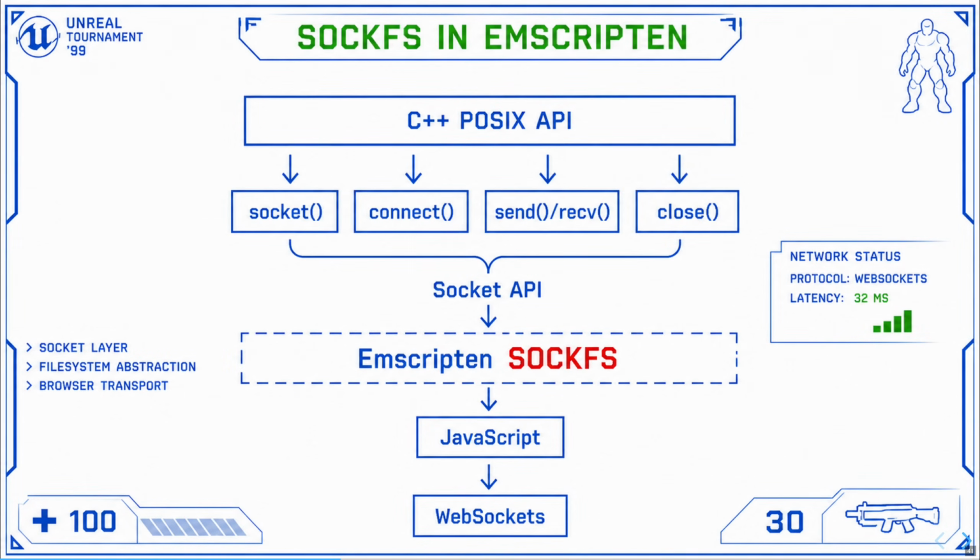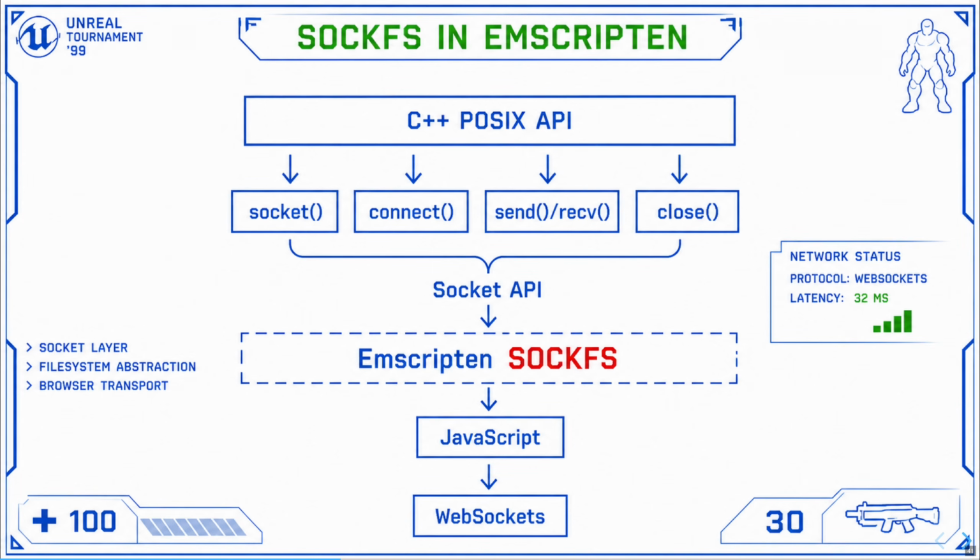Emscripten implements part of the Linux POSIX API. This includes functions for networking: socket, connect, send, receive, close, and others. Emscripten implements them through a layer called SOCKFS. This layer maps C or C++ socket calls to JavaScript, to WebSocket-based behavior.